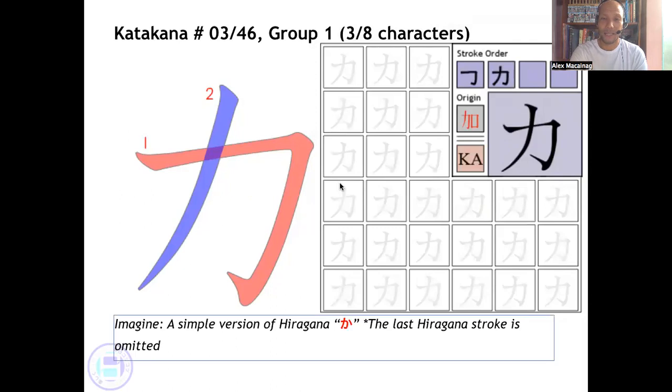It looks like hiragana ka, right? We will imagine a simple version of hiragana ka. If you have noticed, it is simpler, only 2 strokes. Hiragana ka has 3 strokes, right? What is the difference with the hiragana version? The last hiragana stroke is omitted. And also, instead of curves, we use corners for the katakana ka. You can pause the video for your writing practice.